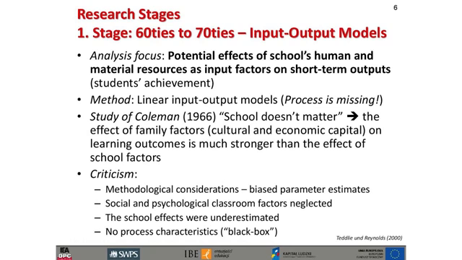So in the first stage, the focus of input-output models was on potential effects of schools' human and material resources as input factors on school output. The short-term outputs were mainly students' achievement. The method to analyze this was linear input-output models, and as you see, the learning process, which is at the core of education, was missing in those models. There was this famous study of Coleman, where he stated that school doesn't matter. The effect of family factors in this study was found to have a much greater impact on student outcomes than any school factors.